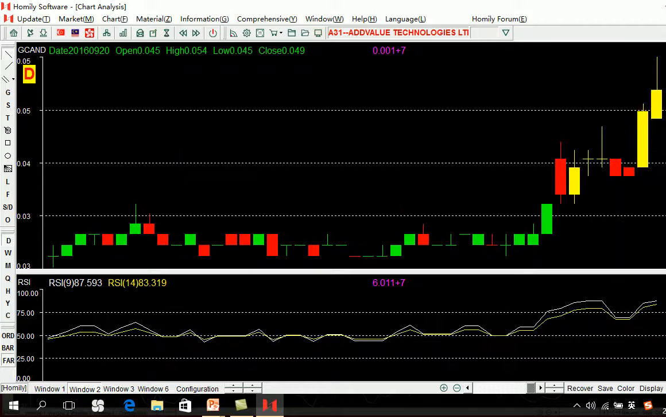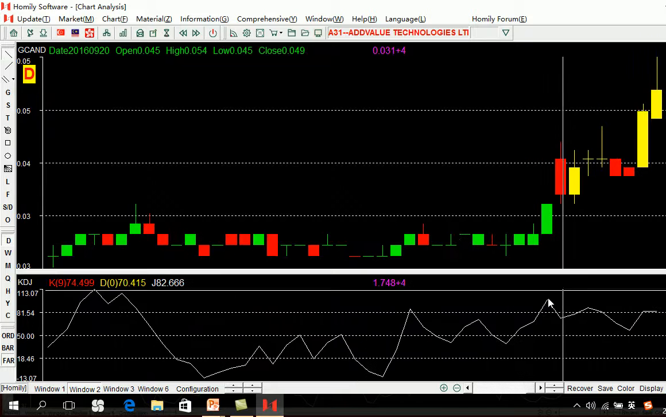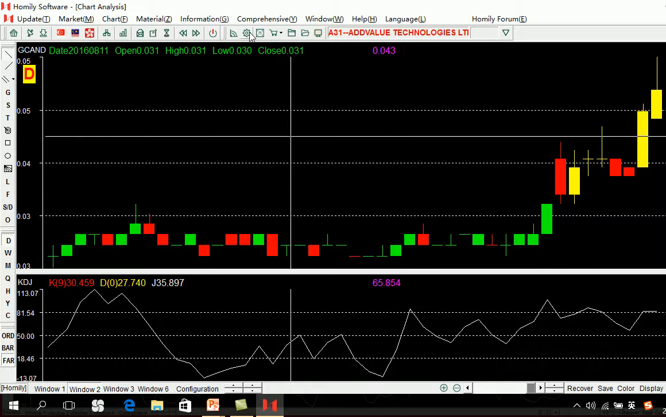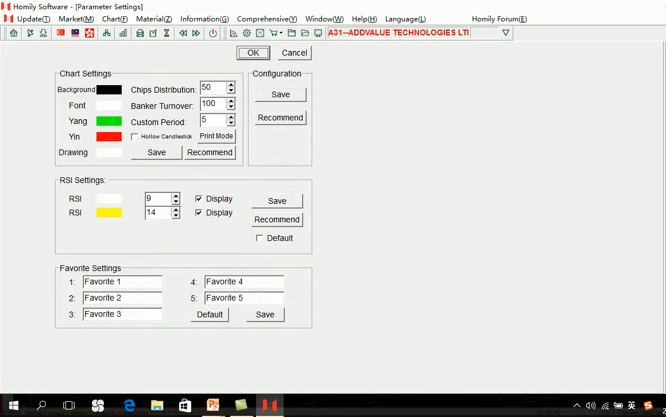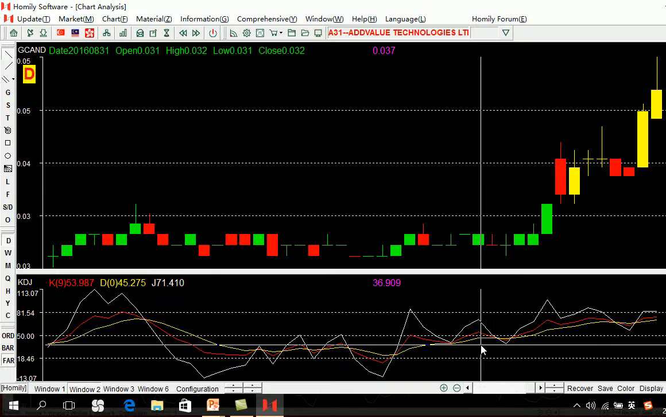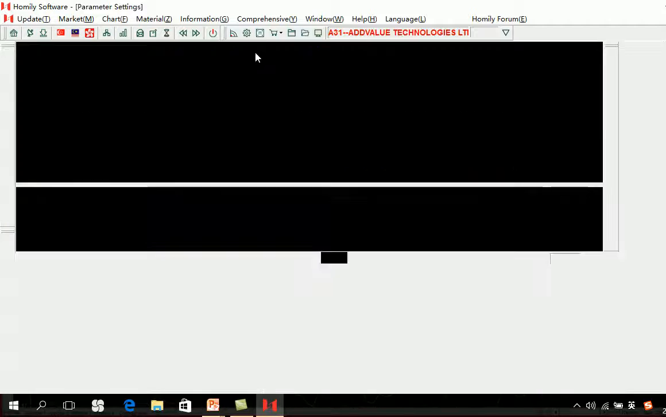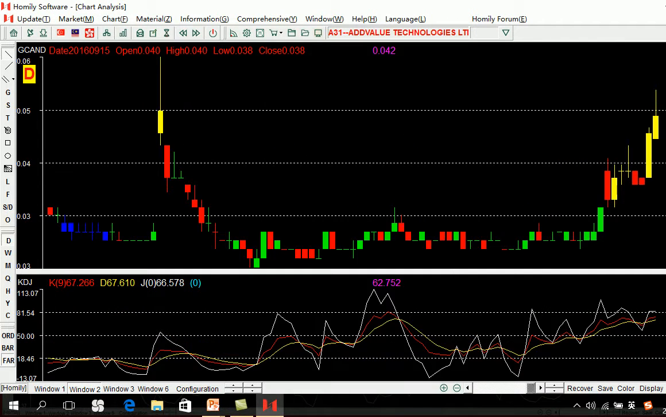The KDJ, okay? This is the RSI, and I changed it to KDJ. So this is the KDJ, with only one line. Then we can click set, and click KDJ again. Okay, then we can see this one.